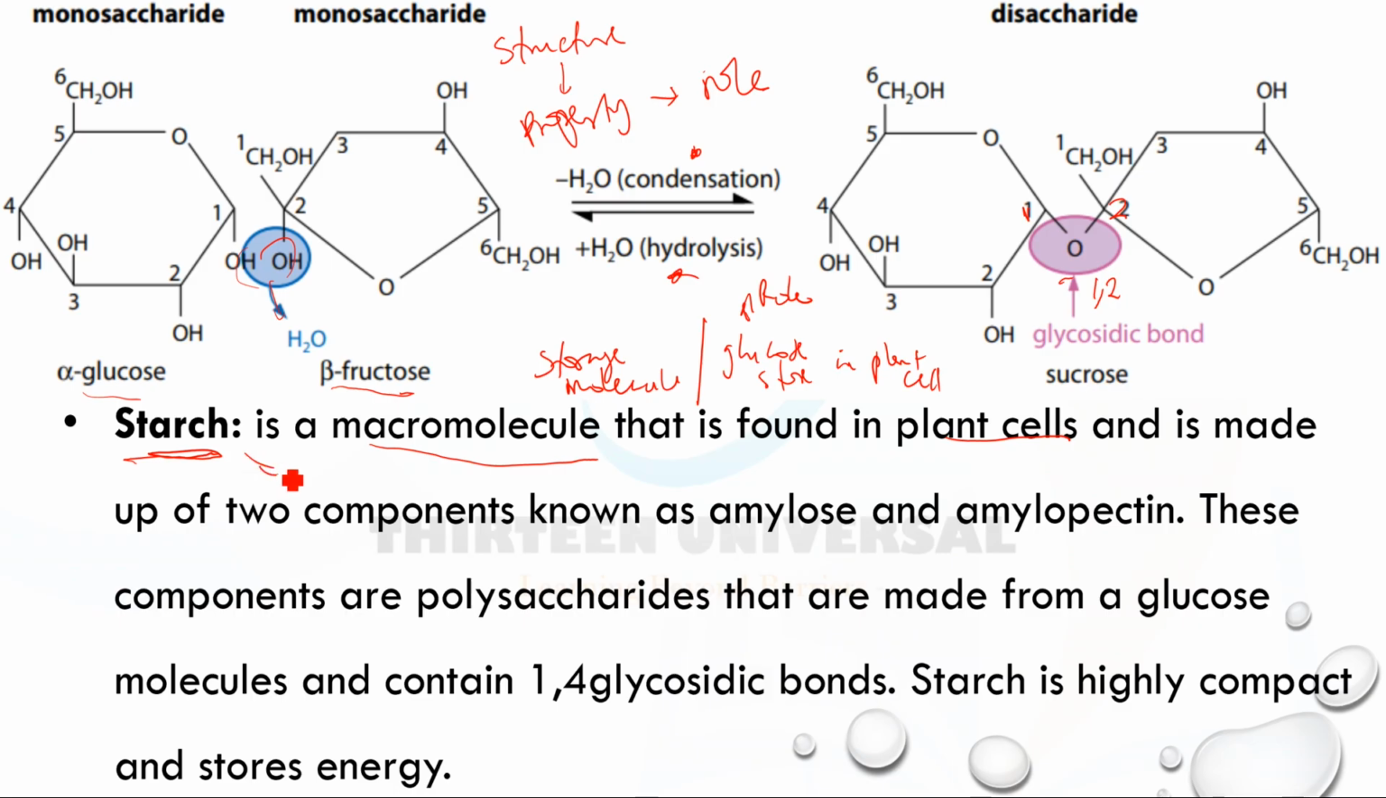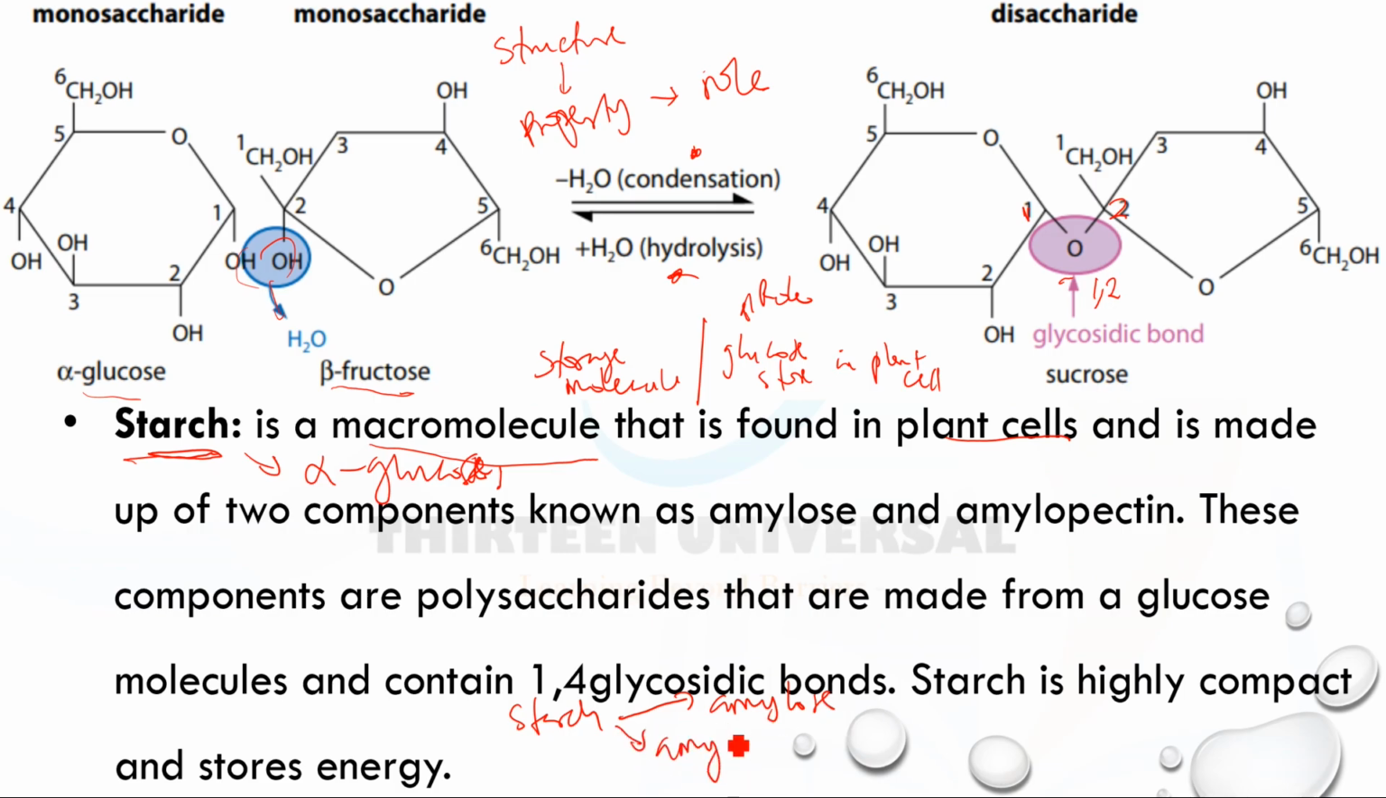So don't forget that starch, the monomer is alpha glucose. So you look at the structure, right? Alpha glucose makes up starch. And then starch is a polysaccharide of two other polysaccharides. So when you look at starch, it's made up of two other polysaccharides. One is called amylose. Amylose is a polysaccharide of alpha glucose.